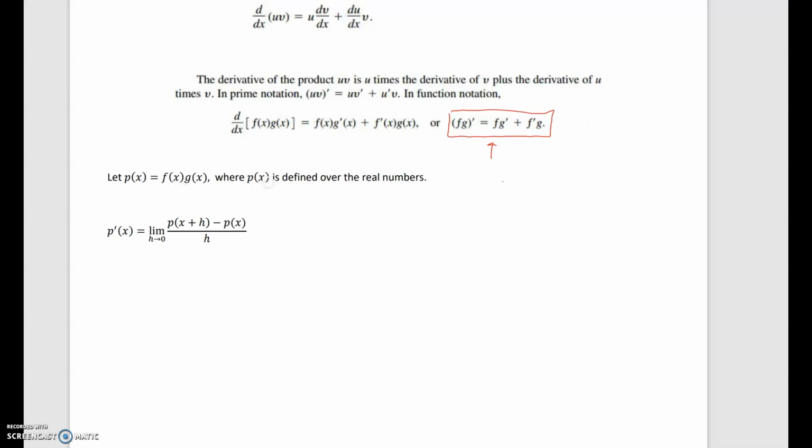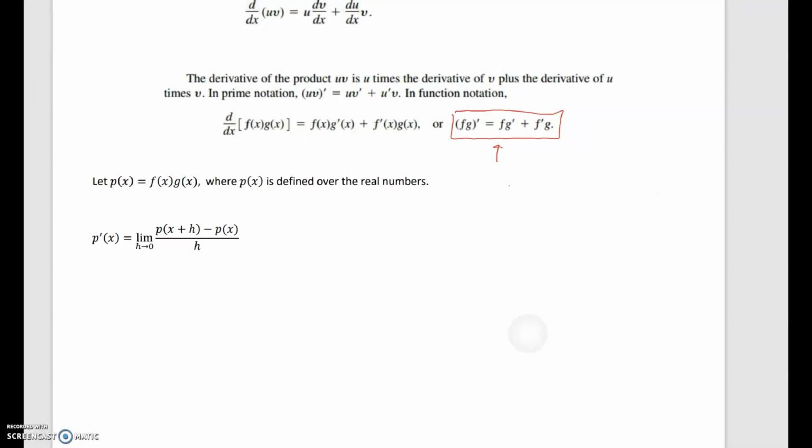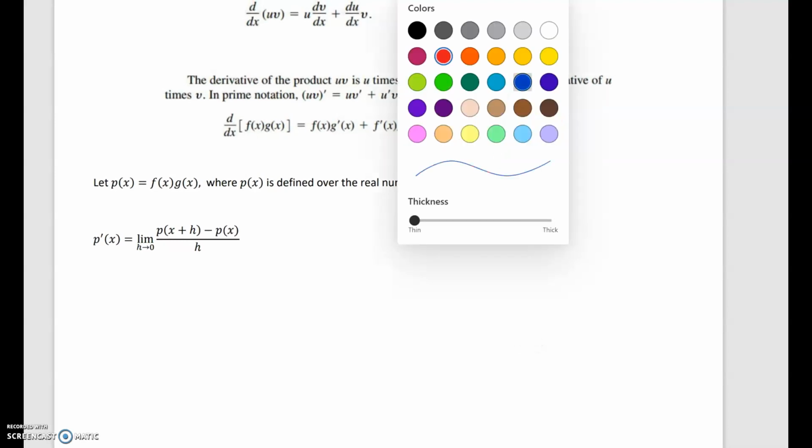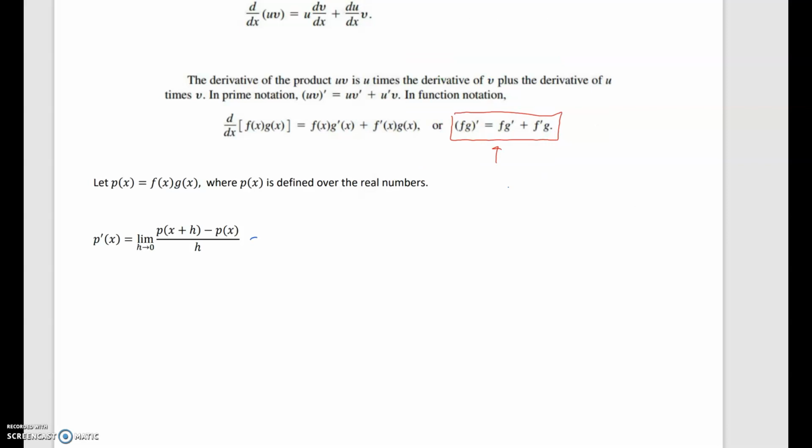As we're stating that p of x is defined over the real numbers, meaning we don't have any divisions by 0. And that would be pretty much it. At this point, I'm going to be evaluating the actual function. So this is equivalent to the following.